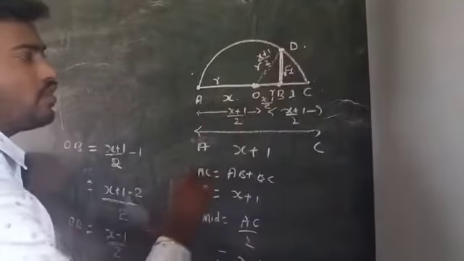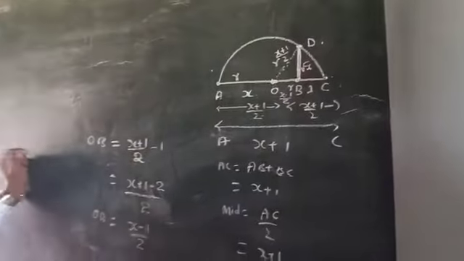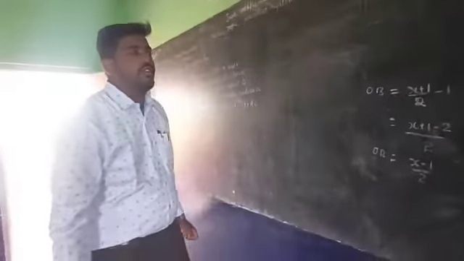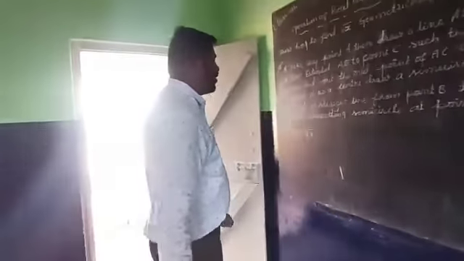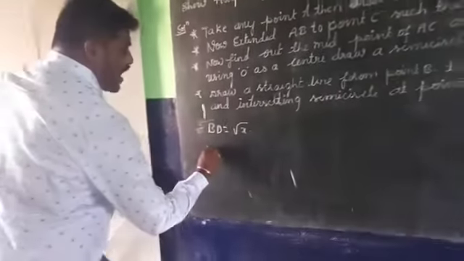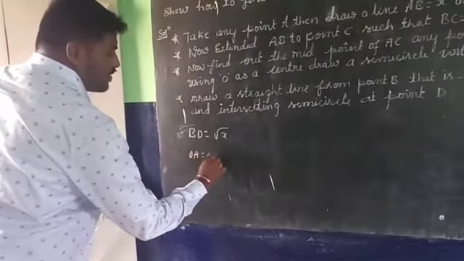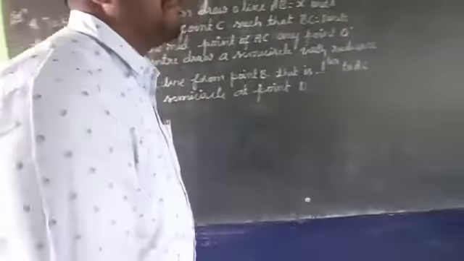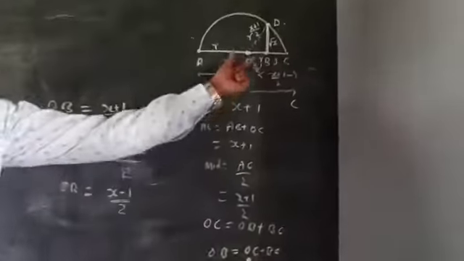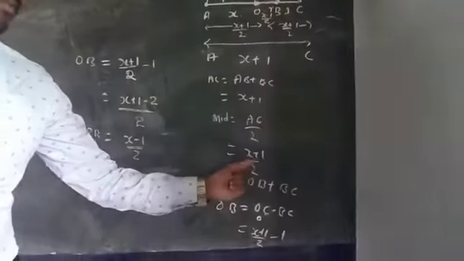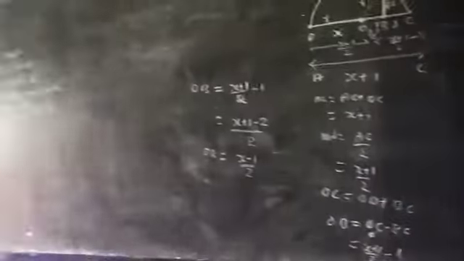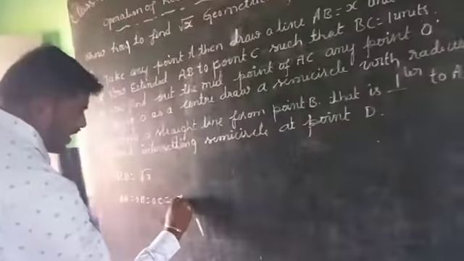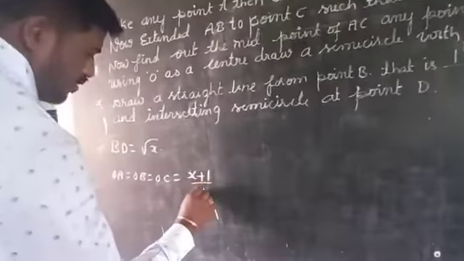And next, OD we know. But BD we have to find out, root x. How to find it? First we have to write OA, OB and OC. OC is nothing but the radius of the circle, or the midpoint of the circle. How much? (x+1)/2.